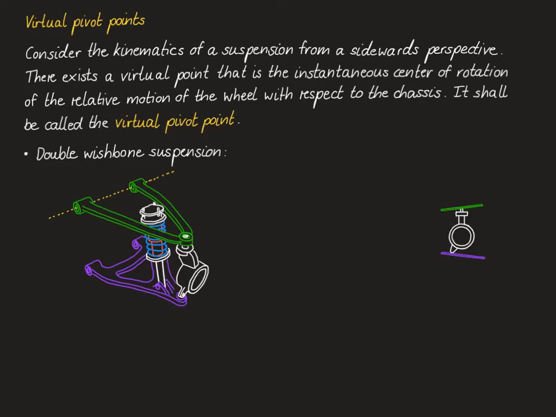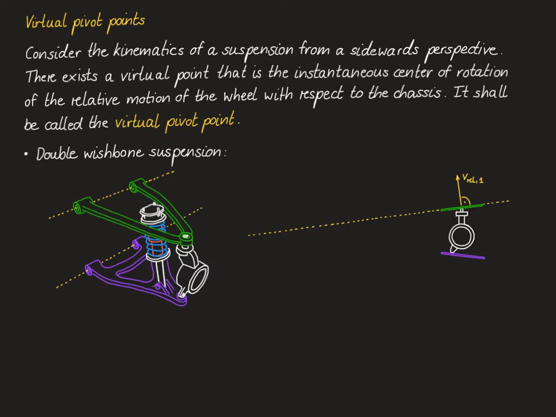Looking at this schematically from a sidewards perspective, the yellow axis is aligned with the upper control arm. We already know that this fixing point up here has a velocity vector that's perpendicular to the yellow axis, and hence this pivot point has to lie somewhere on the dashed axis. The same argument applies to the lower wishbone, which rotates around this axis about the vehicle chassis.